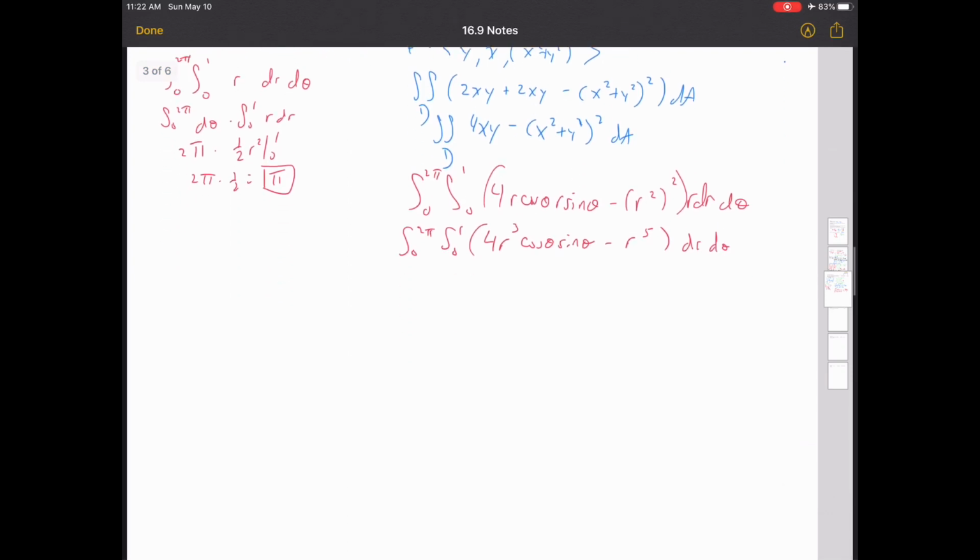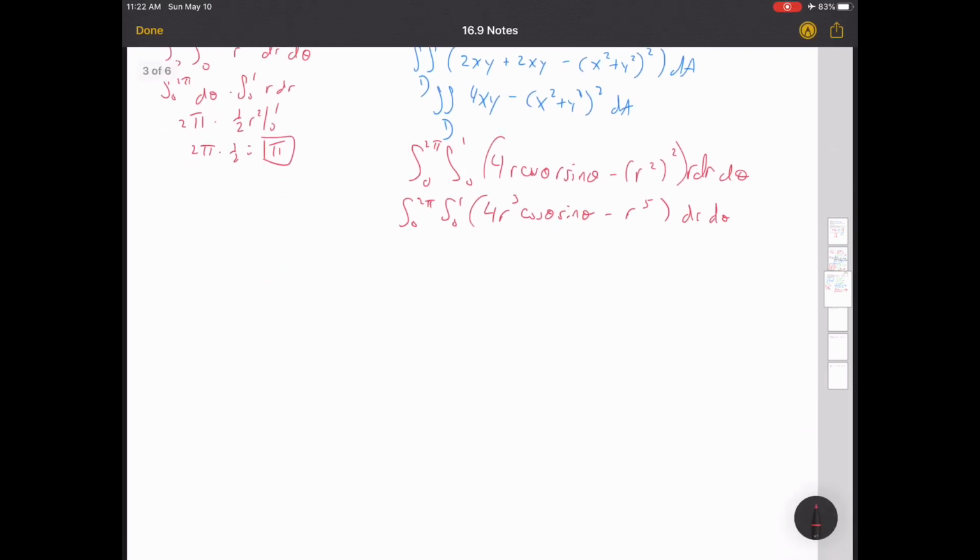Scroll down, give myself a little more room here. Antiderivative of the first part with respect to r is going to be r to the fourth cosine theta sine theta minus 1/6 r to the sixth, and we're going to evaluate that from 0 to 1. Don't forget your d theta and your 0 to 2 pi integral. So let's see, if I plug in 1, we're just going to get cosine theta sine theta minus 1/6. Plugging in 0 makes everything go away.